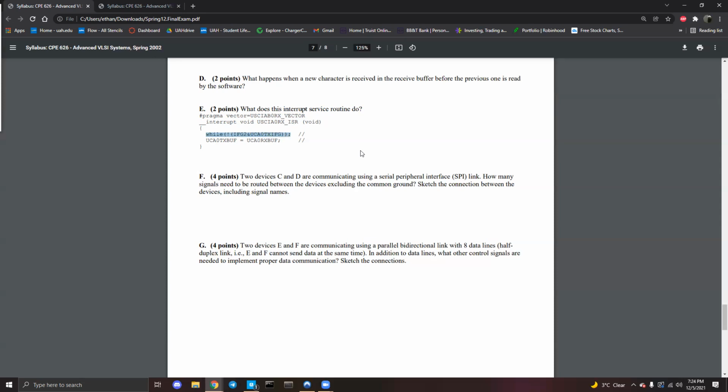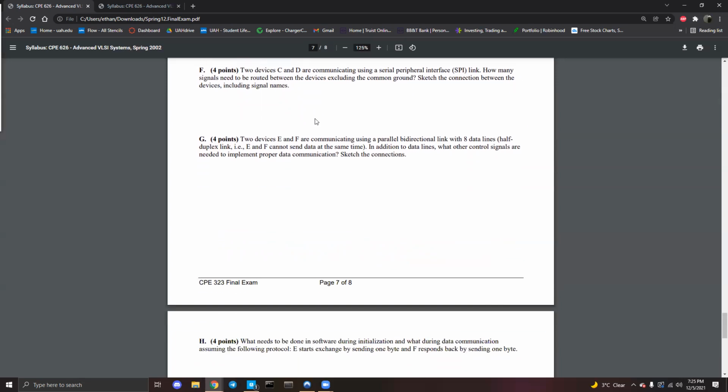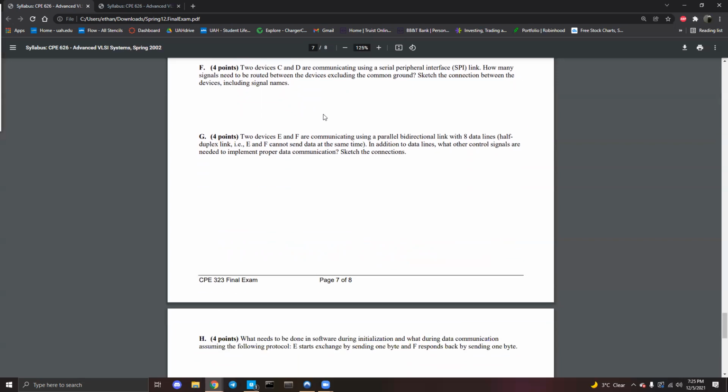Yeah. So that's good. But even so, now on to F, which is: two devices C and D are communicating using SPI. How many signals need to be routed between the devices? So let's remember here, SPI is not UART. It is not asynchronous. It means that there's going to have to be at least one more line than previously mentioned, because this is going to need a common clock link. So that's a line. You're going to need a transmit link. That's a line. You need a receive link.